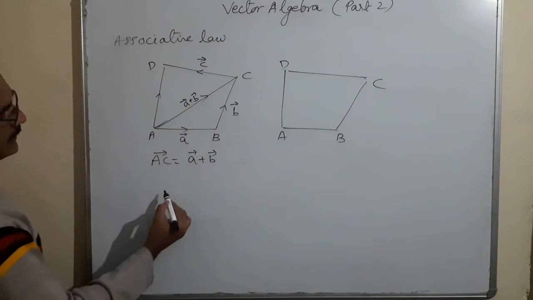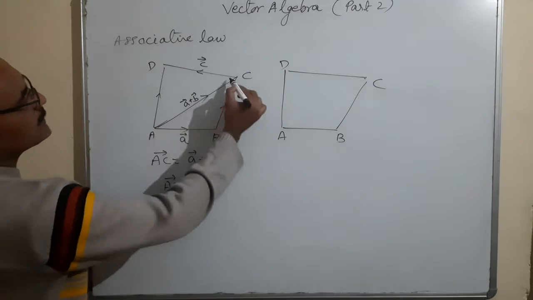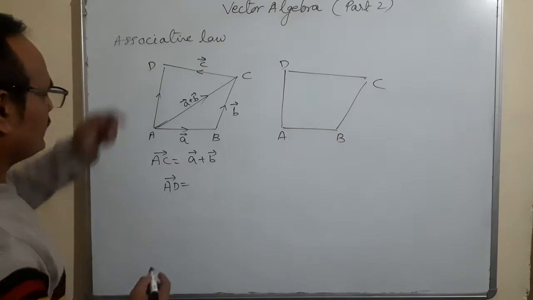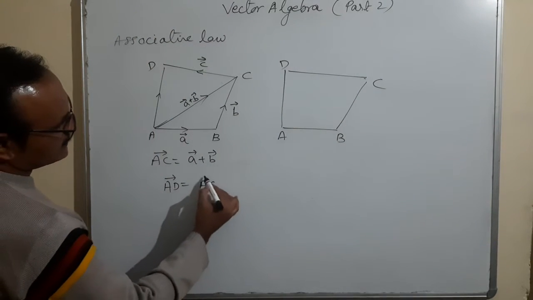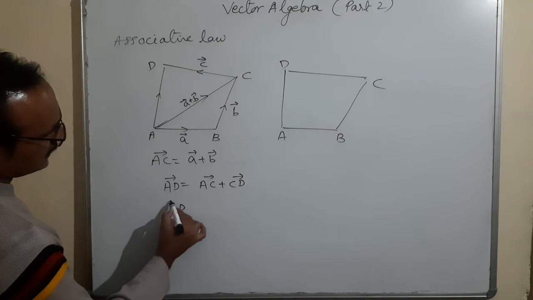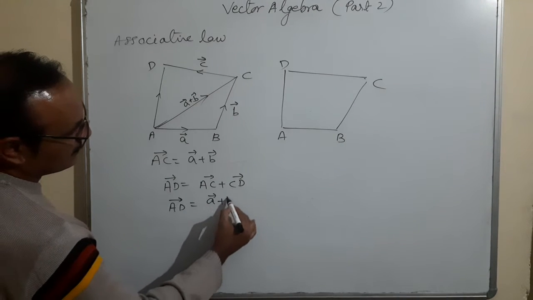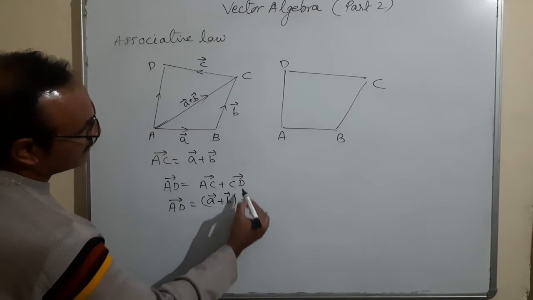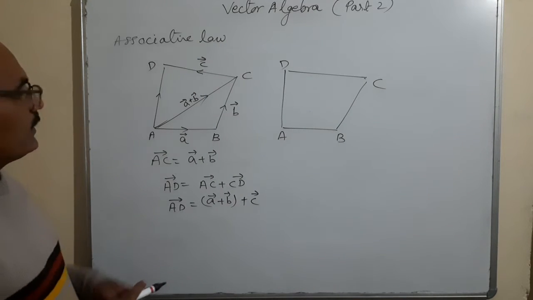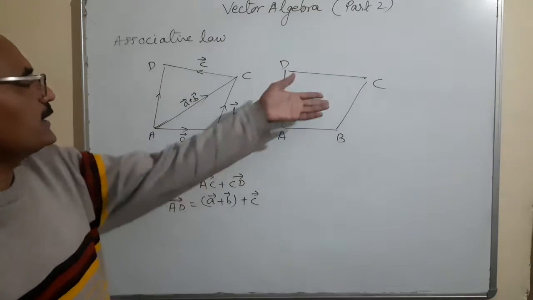When I write AD, what should I write? AD is equal to AC plus CD as per the triangle law of vector addition. AC is a plus b, plus CD, vector c. So vector AD is equal to (a plus b) plus c. Now let us see here.